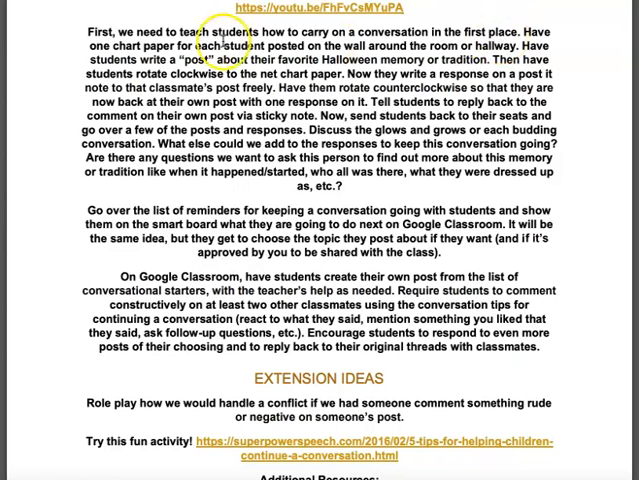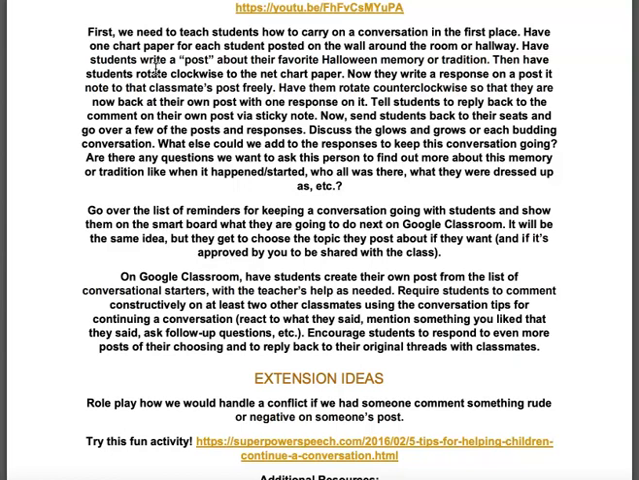So for this, we started out with chart paper for each student that was posted to the wall, and they came up with their own post about their favorite Halloween memory or tradition. Then I had students rotate clockwise around the room to the next chart paper, and they wrote a response on a Post-it note to their classmates' post. Whether they liked that memory or they had done that as well, if that's a tradition they had done, and then had students reply back to the comment on their own post. So we rotated back counterclockwise so that they could respond to that post.